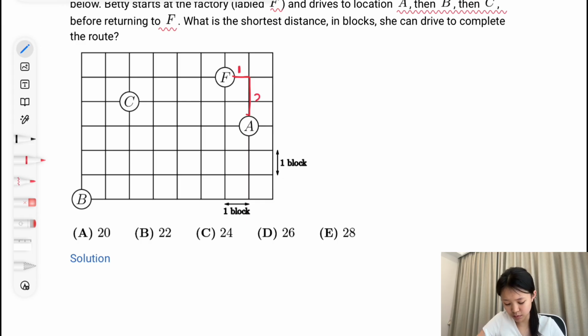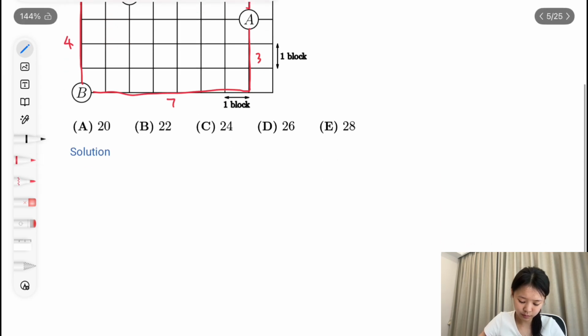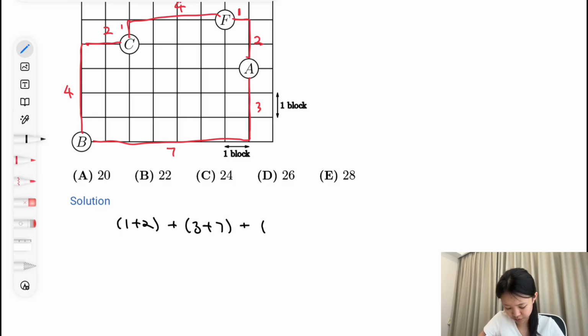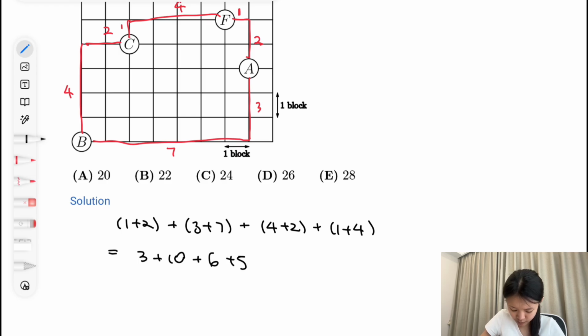So here we have 1 horizontally and then 2 vertically. And this is 3, and the bottom is 7. This is 4, and this is 2, and this is 1, and this is 4. So if we add all of that up, we'll get our answer. So 1 plus 2 plus 3 plus 7 plus 4 plus 2 plus 1 plus 4. That comes down to 3 plus 10 plus 6 plus 5, which is equivalent to 24.